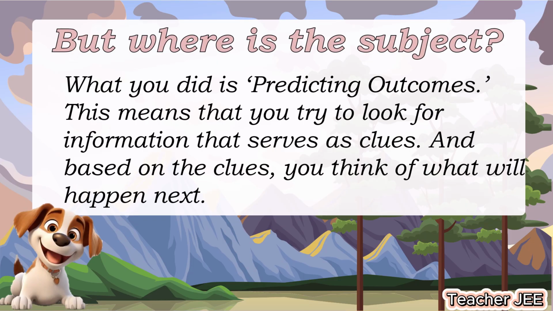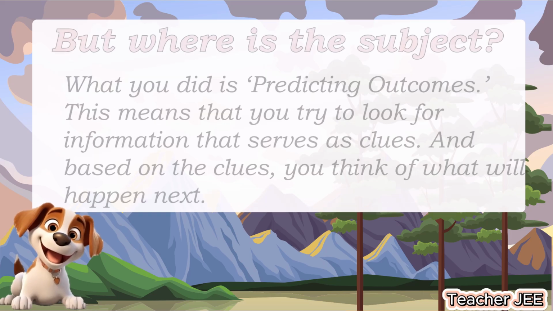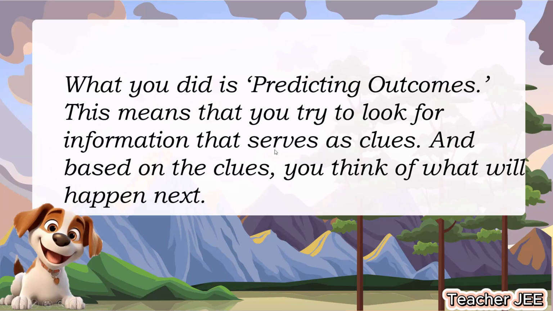What you did is predicting outcomes. This means that you try to look for information that serves as clues, and based on the clues, you think of what will happen next.